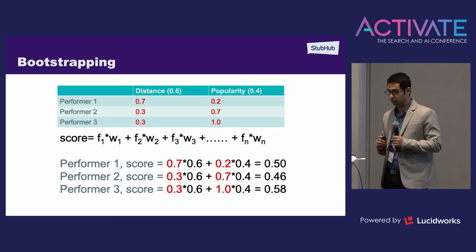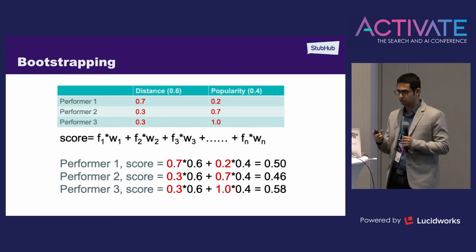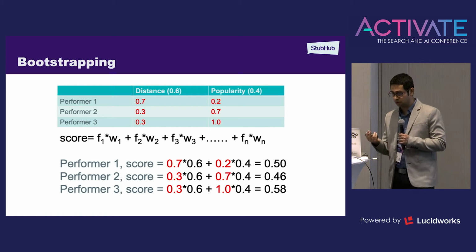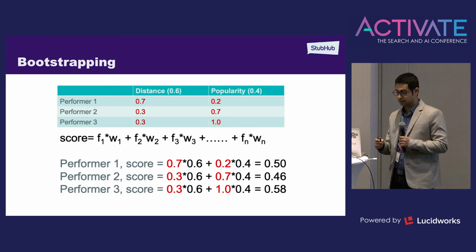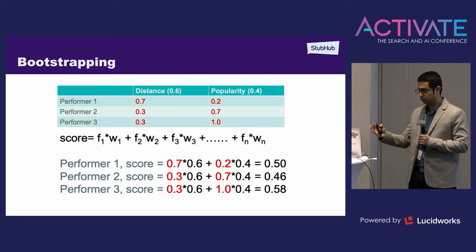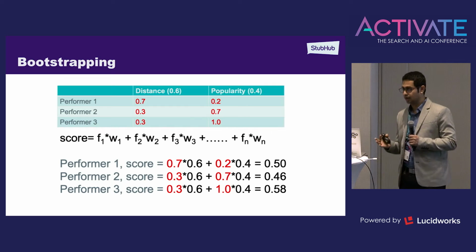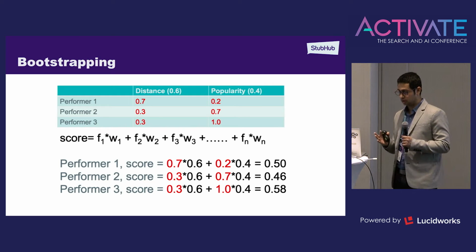So let's see. In this slide, we have 3 performers, performer 1, 2, 3, and we have 2 dimensions. One is distance, another one is popularity. Distance has some weight, let's say 0.6, and popularity has 0.4. Performer 1 has a distance score of 0.7. That means performer 1 is close to the user. Performers 2 and 3 are far away from the user. In terms of popularity, performer 1 is least popular, performer 2 is kind of popular, and performer 3 is very popular. Now, how do we rank these 3 performers based on the data we have?